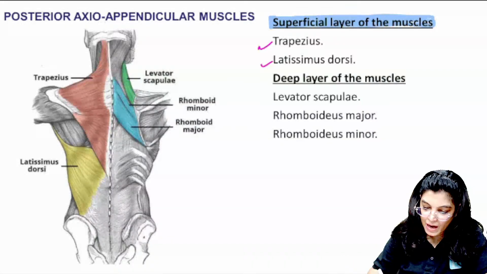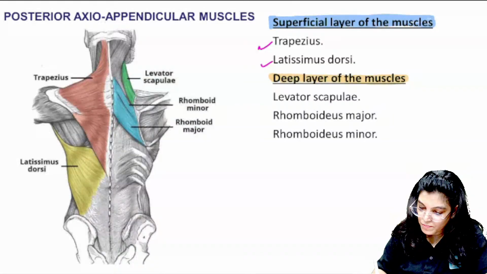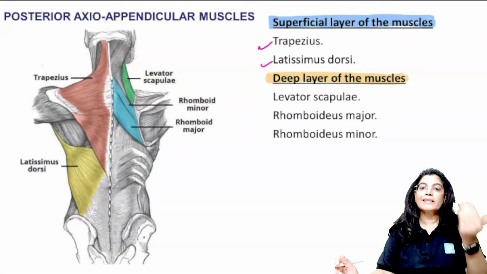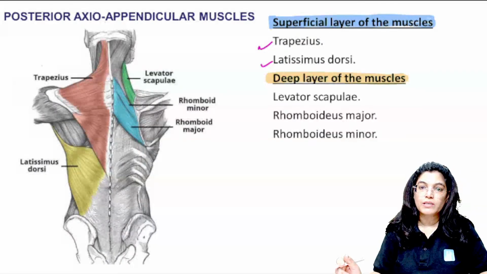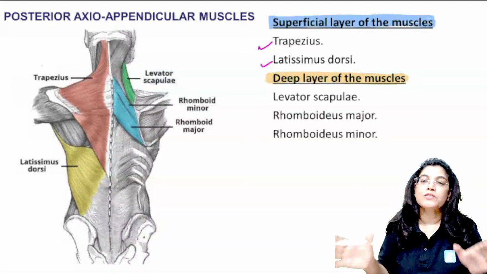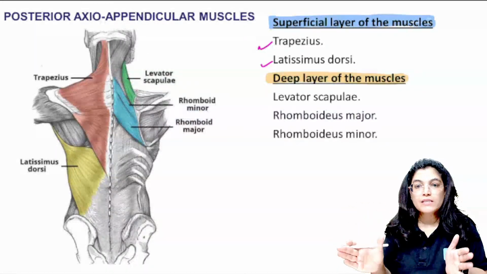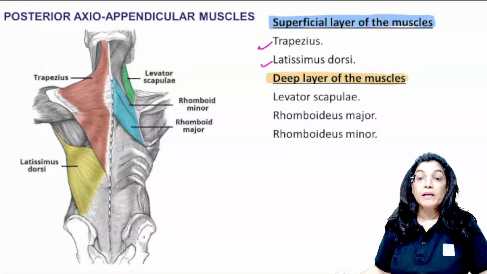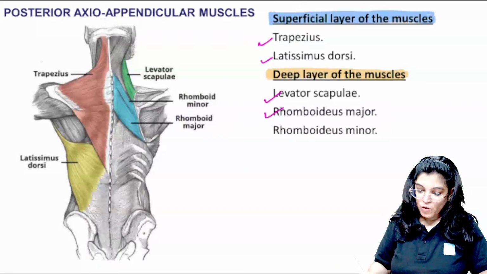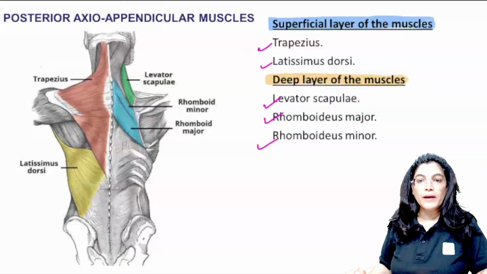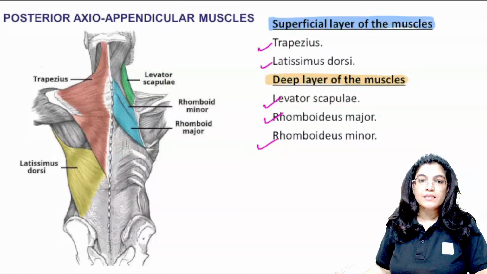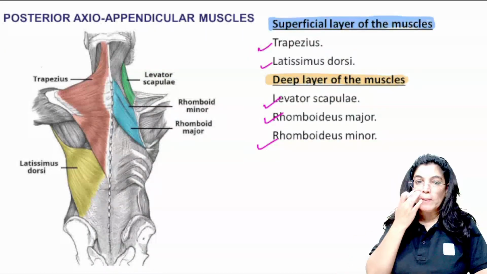Thereafter, I would like to describe another layer. During dissection sessions, you first have to remove the trapezius and latissimus dorsi muscle, and then you can see the structures lying beneath it. They are levator scapulae, rhomboid major and rhomboid minor. So we will have this list of muscles, and we have to know about these muscles.